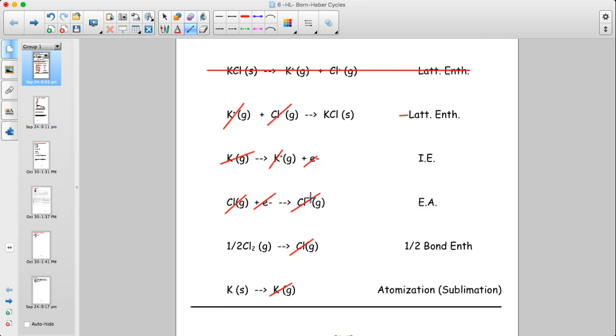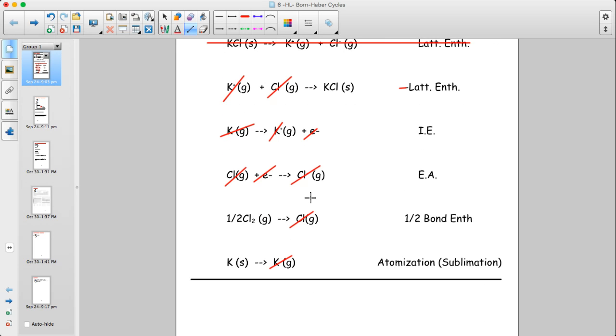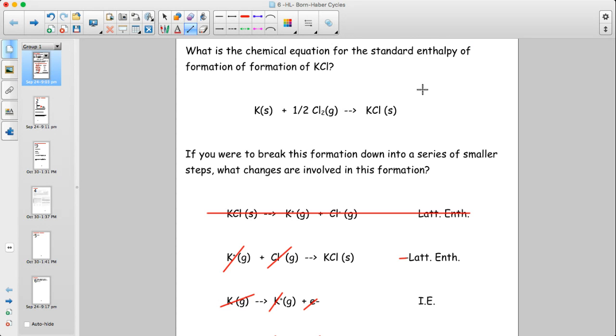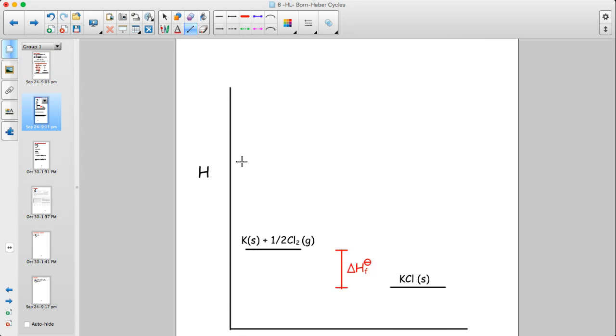Now, I would never expect you to come up with all those things on your own. That was just my way of listing all the enthalpy changes that we're going to be looking at in a Born-Haber cycle and showing you that they do, in fact, add together if you have opposite lattice enthalpy, ionization energy, electron affinity, bond enthalpy, and atomization. You can add them together in such a way that they add up to the same exact chemical equation as the enthalpy of formation of ionic compounds. And that's what a Born-Haber cycle is.